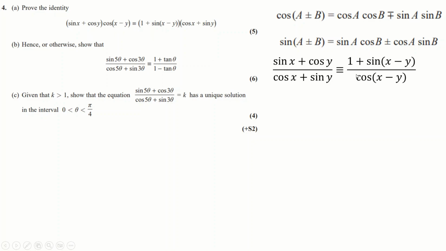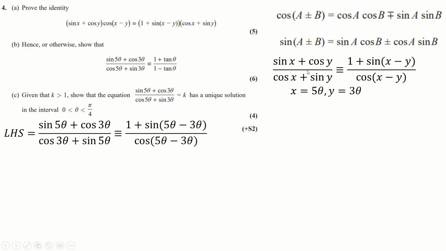And what's that really helpful for is it gives me this, but if I set x to be 5 theta and y to be 3 theta, I think this left-hand side is this. But I also know this must be this, which is 1 plus 2 theta into cos 2 theta. So I think I end up with this. That seems good progress. So now I just need to show this is this.